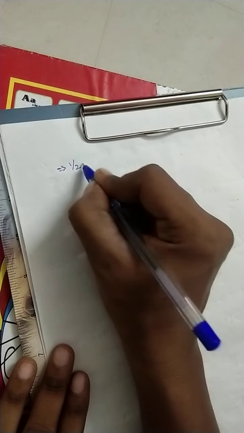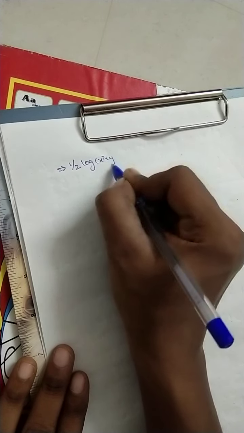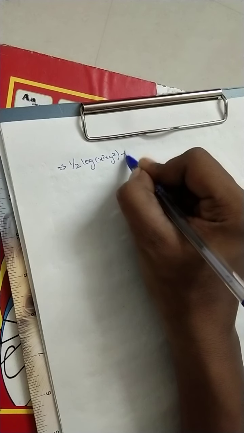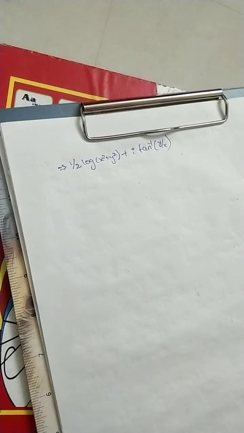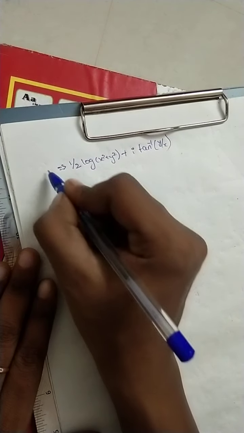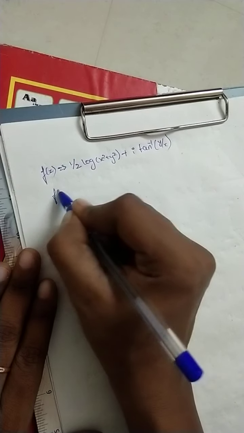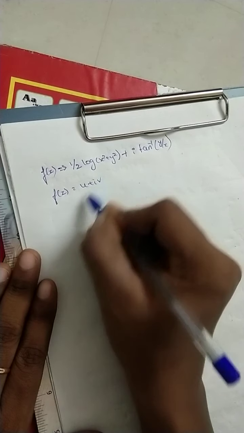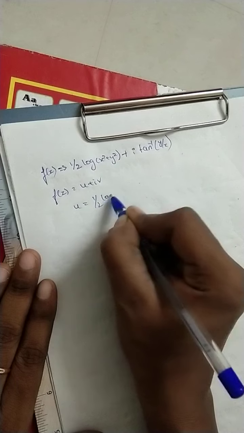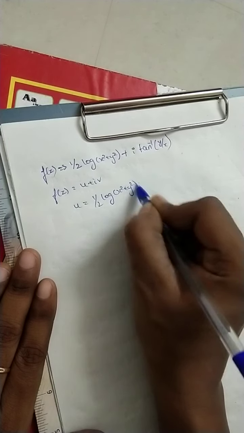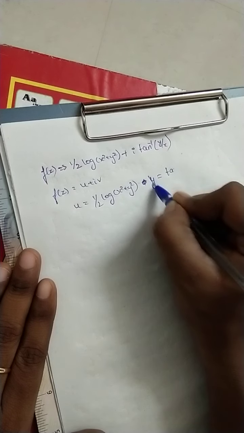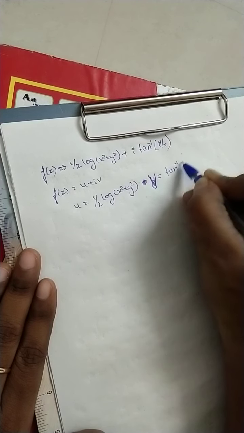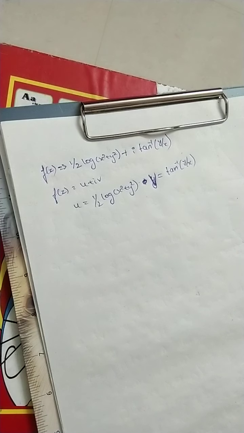So now our value will be 1 by 2 times log of x square plus y square, plus i into tan inverse of y by x. So this is our value. Now this is in the format of f of z, so f of z is equal to u plus iv. So u is equal to 1 by 2 times log of x square plus y square, and v is equal to tan inverse of y by x. So this is our consideration now.